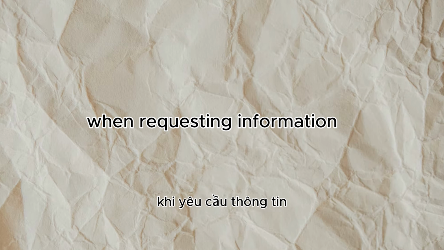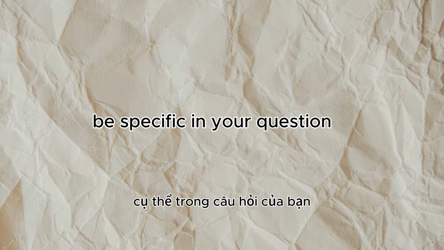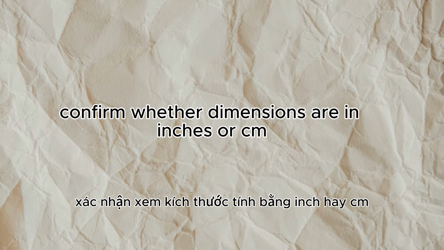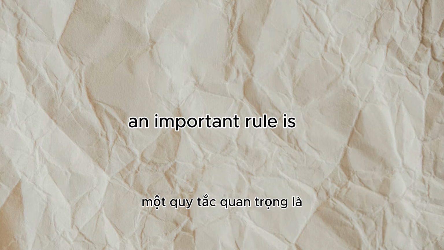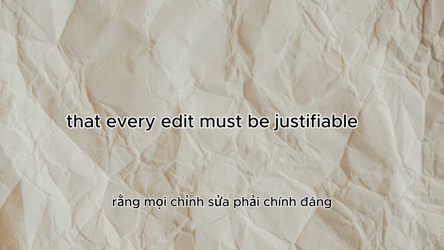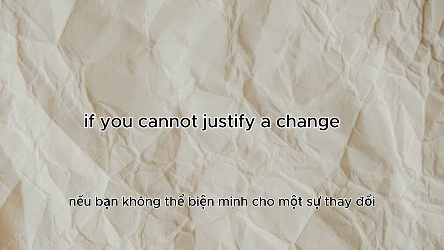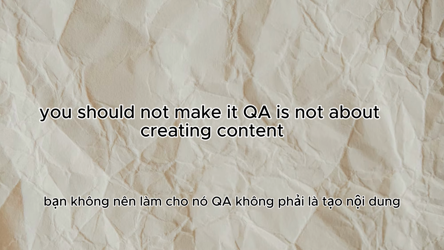When requesting information, be specific in your question. For example, confirm whether dimensions are in inches or cm. Or clarify variant differences. An important rule is that every edit must be justifiable. If you cannot justify a change, you should not make it.